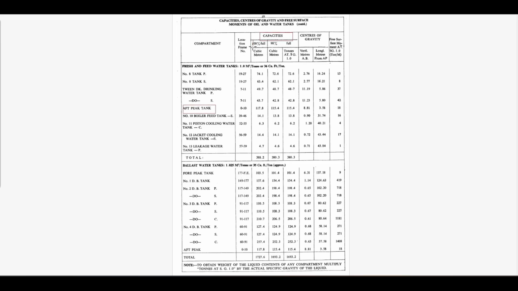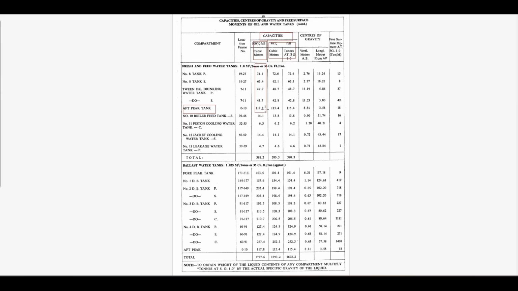This column is for 100%, and this column is if the tank is filled up to 98%. Now here, as you can see, this is the capacity, which is the volume of the tank. It's given in cubic meters. So the volume is 117.8 cubic meters. So this is only the volume.